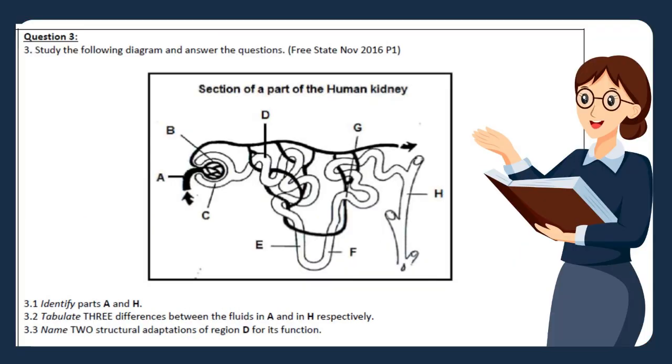Question 3. Study the following diagram and answer the questions. Free State November 2016 Paper 1. 3.1 Identify parts A and H. 3.2 Tabulate 3 differences between the fluids in A and in H respectively. 3.3 Name 2 structural adaptations of region D for its function.